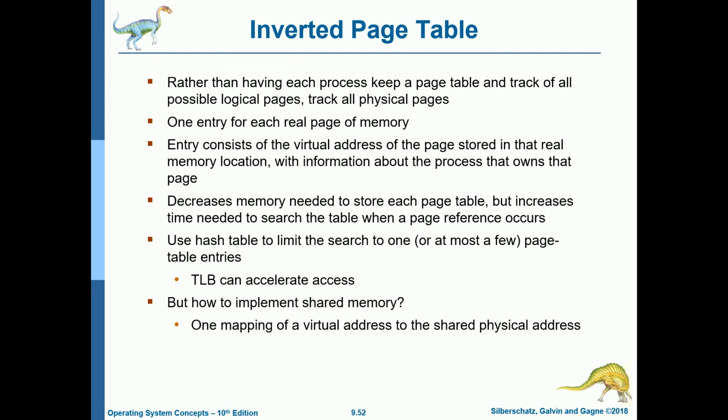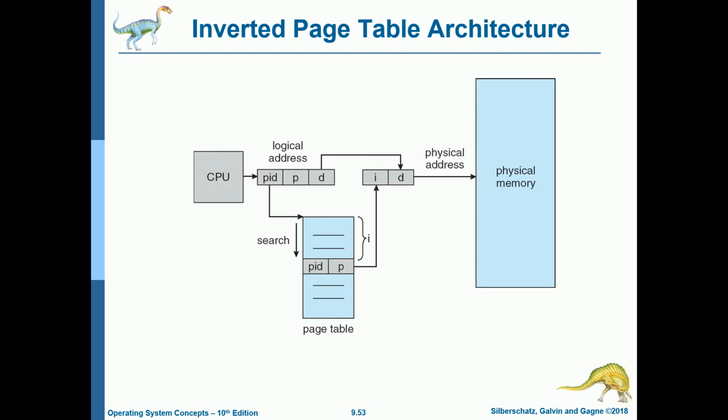Inverted page tables often require that an address space identifier be stored in each entry of the page table. As we can see, the process logical address is composed of the process ID, the PID, the page number, and the offset. Each inverted page table entry is a pair, where the process ID assumes the role of the address space identifier. When a memory reference occurs, part of the virtual address consisting of the PID and the page number is presented to the memory subsystem.